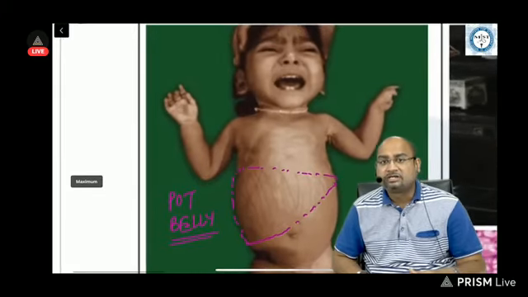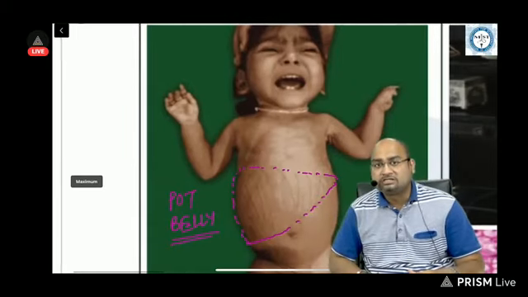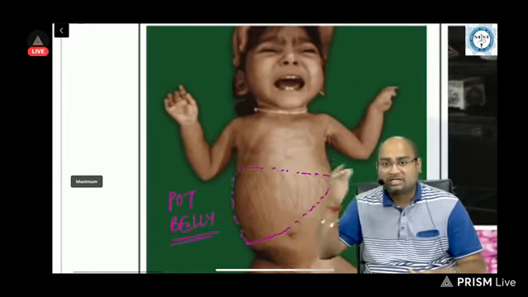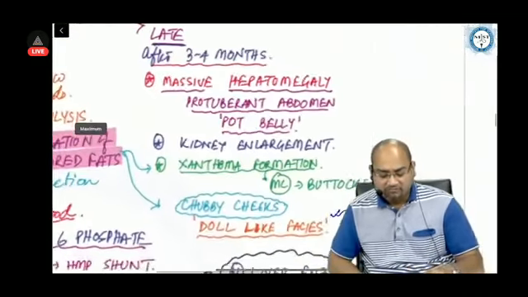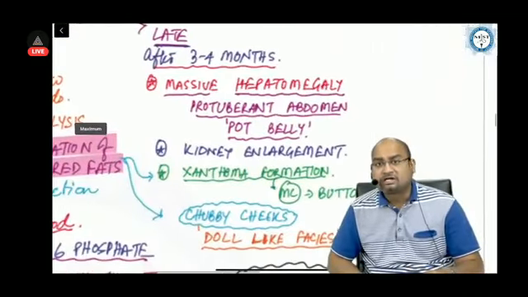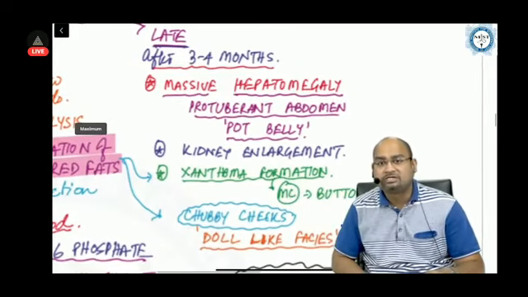We can see it here, beta. Important point to be noted. Then please remember over here there is the classical pot belly appearance that we can see in this patient. It can be detected just by looking with the eyes, because there is a massive enlargement of the liver. Liver is already full with glycogen. That's why it cannot store too much glycogen. Some amount of the glycogen will also be given to the kidney.